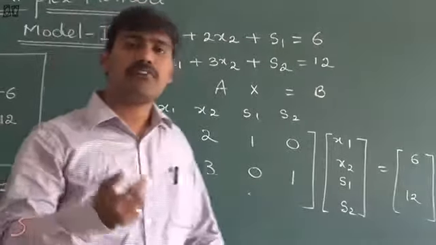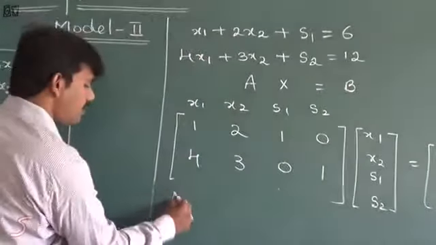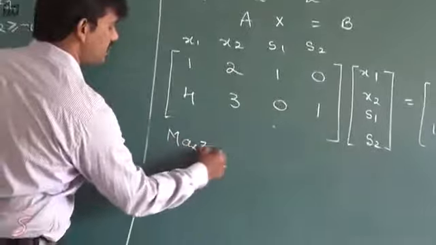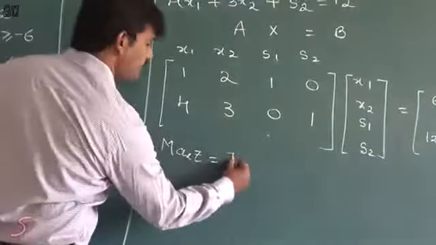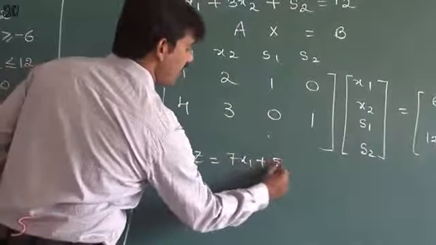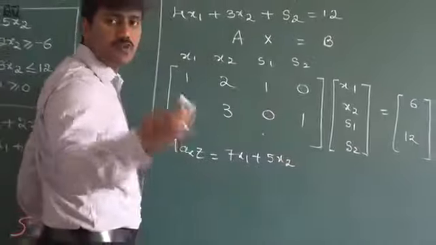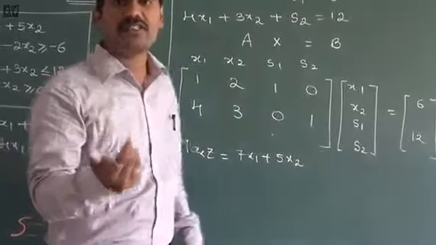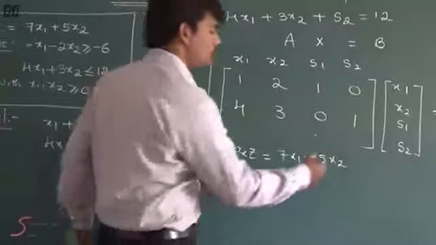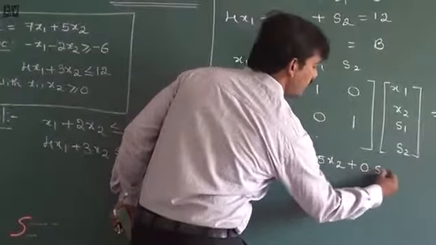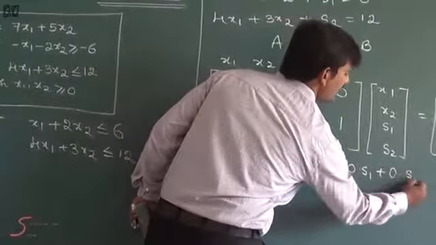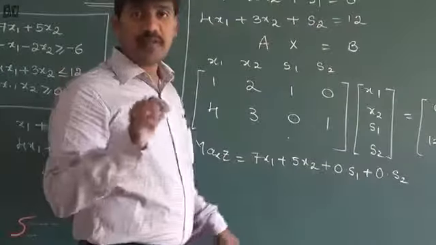After this, the modified objective function. The given objective function is max Z equal to 7x1 plus 5x2. We introduced two slack variables, so the cost of the introduced slack variables will be 0. So 0 into s1 plus 0 into s2. This is part 1.